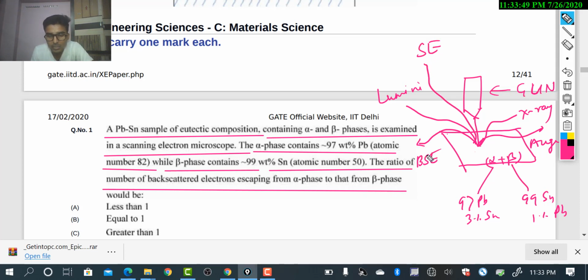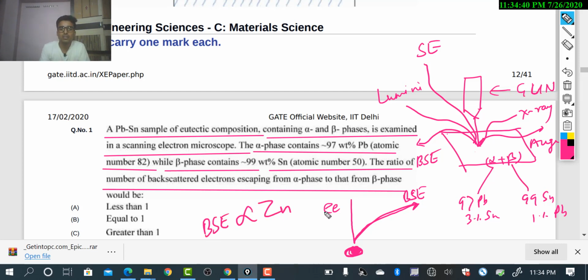So what about backscattered electrons? Backscatter means, suppose the beam of electrons is coming, and after interacting with the atoms, it is just scattered. The same electron which is coming from the electron gun is just scattered. Those are called backscattered. So the bigger the atom will be, the larger will be the number of backscattered electrons. So basically backscattered electron number is directly proportional to the atomic number. So the larger the atomic number, the larger will be the size, and the larger the size, the larger will be the number of backscattered electrons.